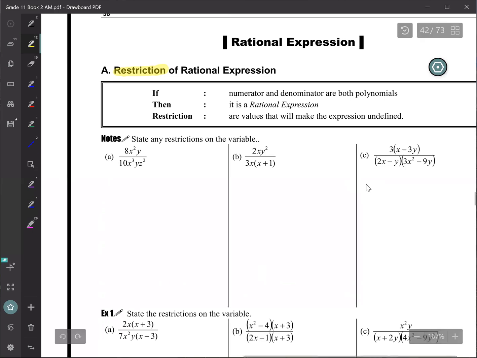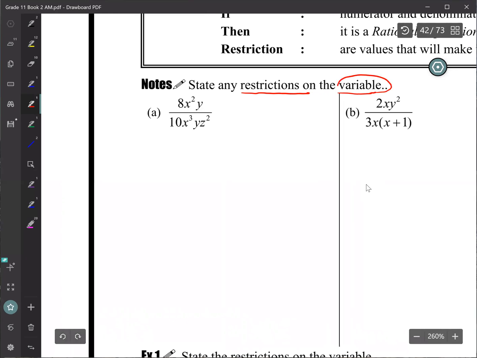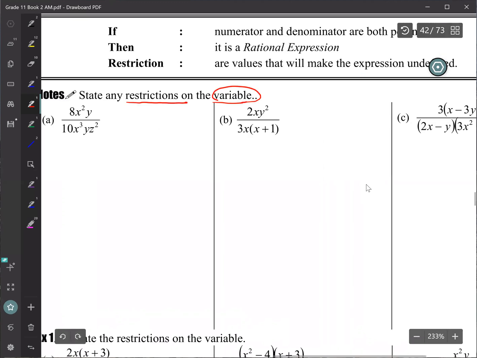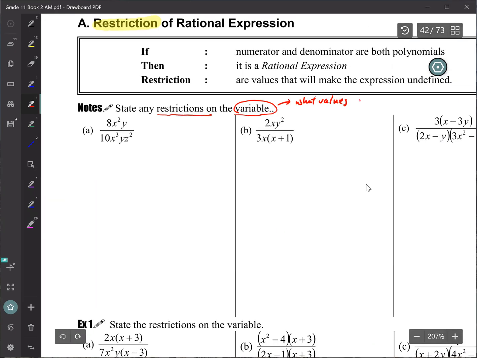So for this part, restrictions on the variable. Okay, let me highlight that. When we are talking about restrictions, it's talking about restriction of the variable. Variable means it can be many values. So when we say restriction on the variable, we are asking what values we cannot use in the variable. What values can't we use for the variable?